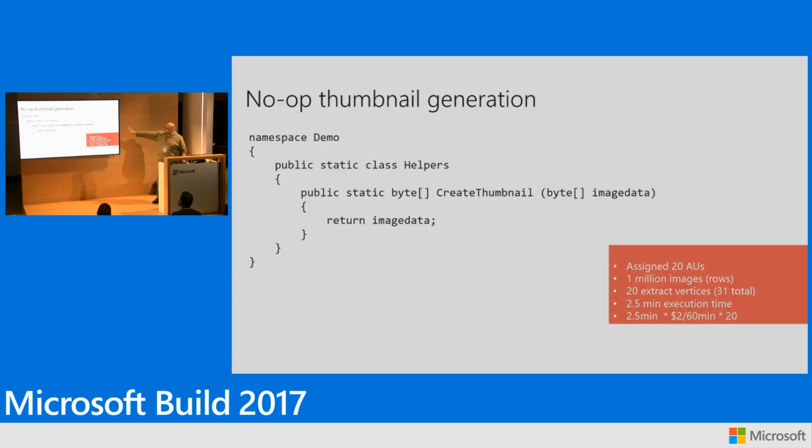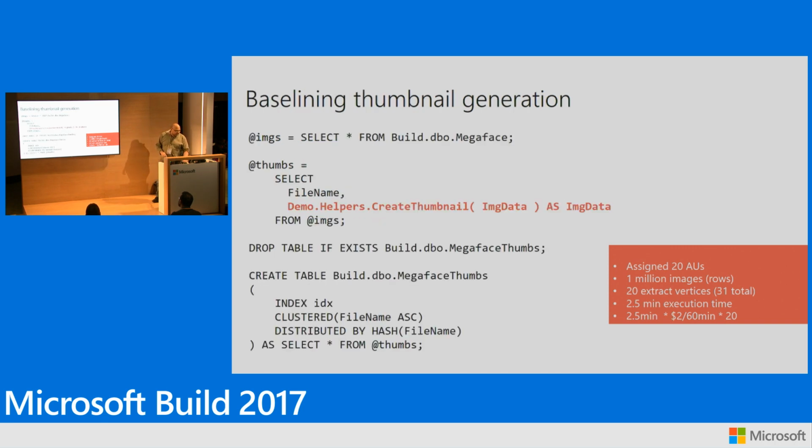Okay. Now here's the simplest thumbnail thing, which does nothing, okay? But what it does is, I'm going to prove to you I'm calling C# code, and I did 1 million images, and guess what? The execution time didn't even change, right? So just calling C# code didn't cause a problem. Let's do something. Okay, now I'm going to call the actual create thumbnail, right? The code I showed you before. Let's see what happens.